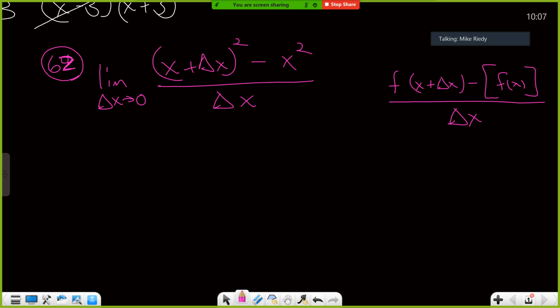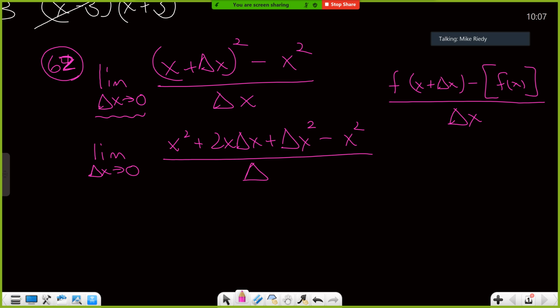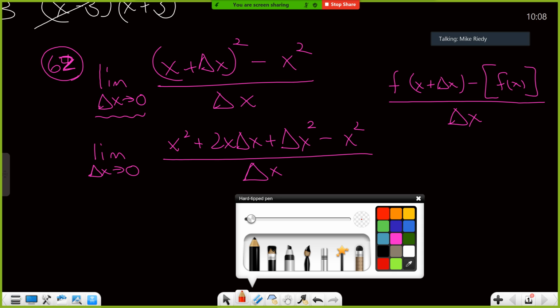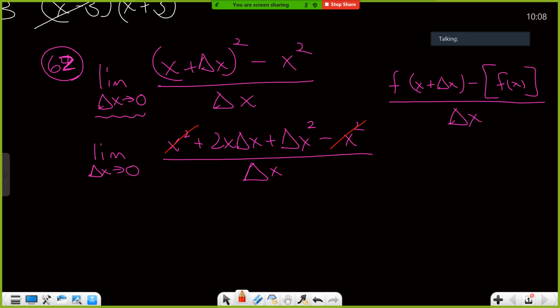Now what we've done is we've introduced this limit into the problem. You want to hold that limit until the very end of the problem. Unfortunately, you have to write the limit as delta x approaches 0 every time you simplify this. Okay, so x squared plus 2x delta x plus delta x squared minus x squared all over delta x. How am I doing so far? Have I lost anybody? Give me a thumbs up if you're good to go. Beautiful. Canceling.